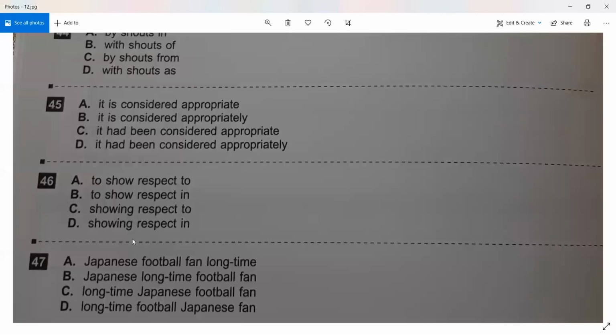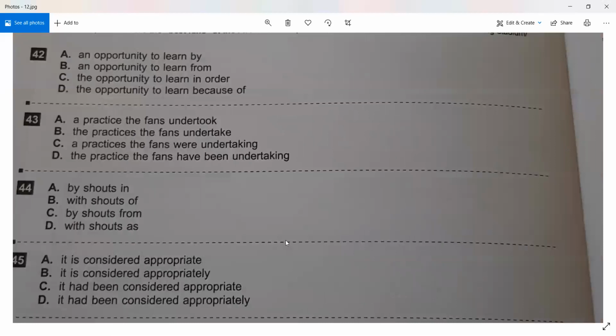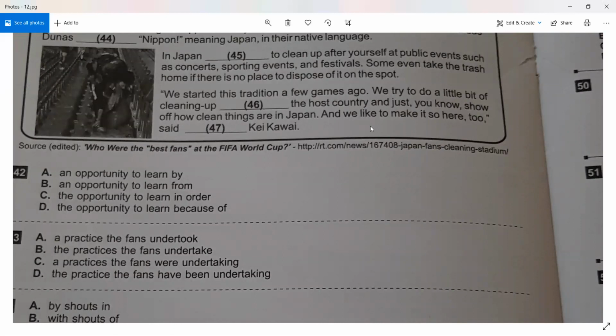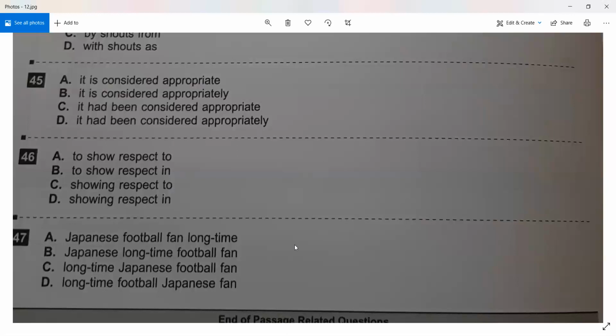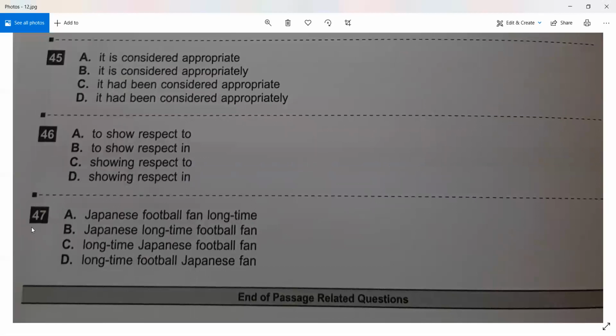Showing as participles. Infinitives. Look at the change in preposition. Go back to the context. Use of non-finite verbs. If you are unsure how to use non-finite verbs, make a note of it. There is a separate video regarding non-finite verbs. Read the 47th question options.